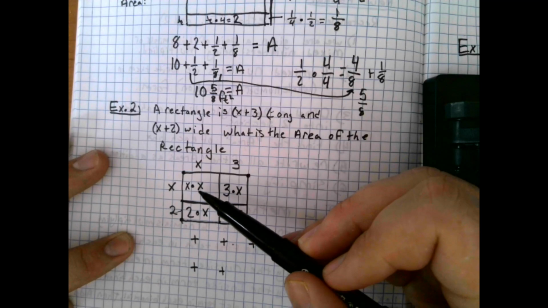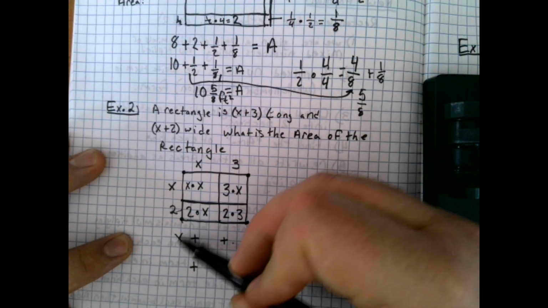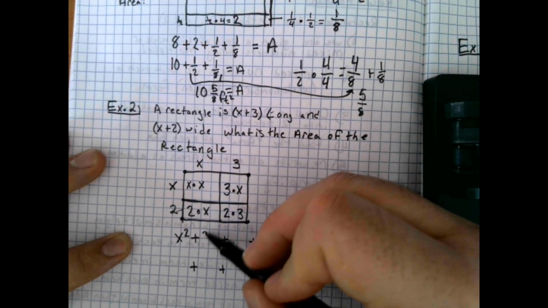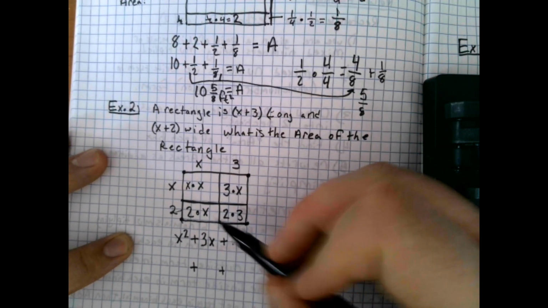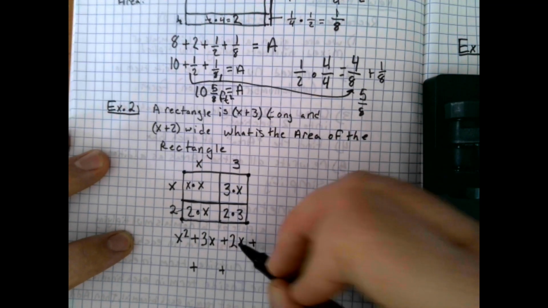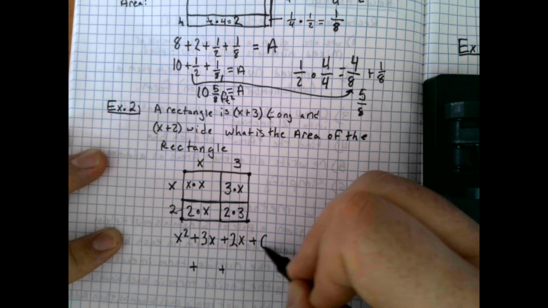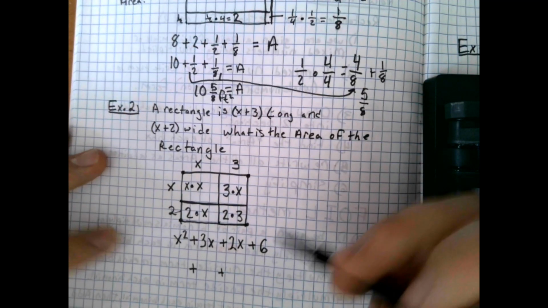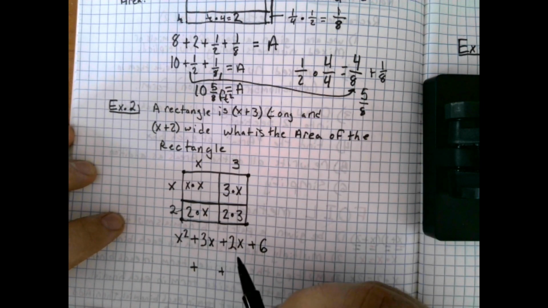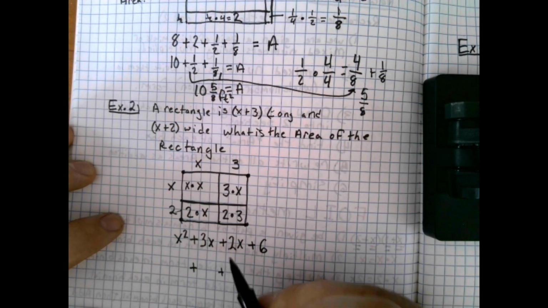X and x multiply to be x squared. X times 3 is 3x. 2 times x is 2x. And 2 times 3 is 6. You may think to yourself, I'm done. You're not done. You have like terms right here in the 3x and the 2x.